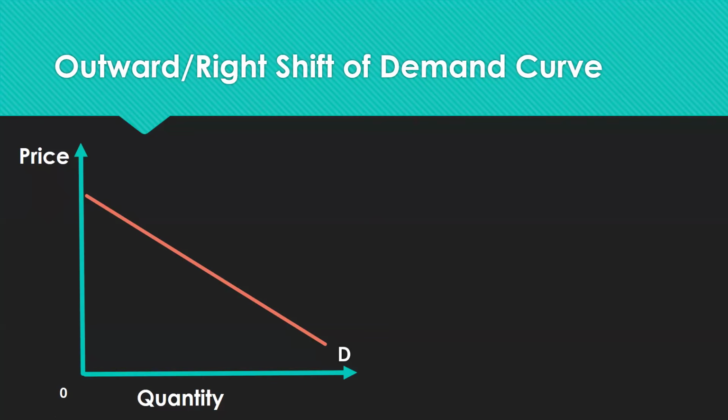Let's look at a demand curve. Demand curves are downward sloping. As price increases, quantity demanded decreases. The higher the price, the fewer people are willing to buy. Does that make sense? Yes, sir.